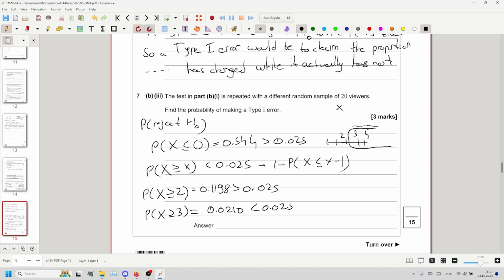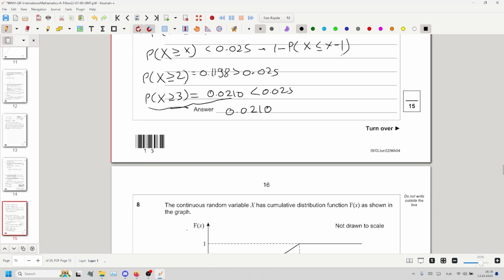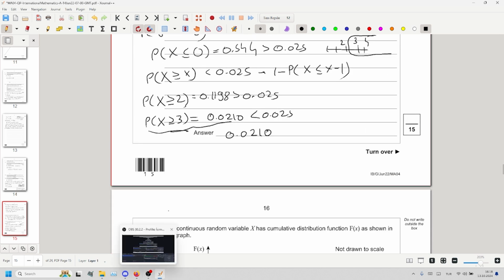So we were trying to find the probability of landing on the critical region. That would be the probability of getting a 3 or further, which basically is the probability that our test statistic is greater than or equal to 3. So that's exactly this value right here. So our answer is 0.0210 to 3 significant figures.